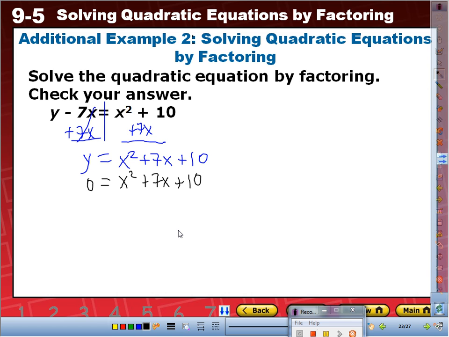So step 1, solve for y. Step 2, substitute 0 for y. Step 3, factor the trinomial, or factor the equation. So let's see. What do I do from there? Open two parentheses.